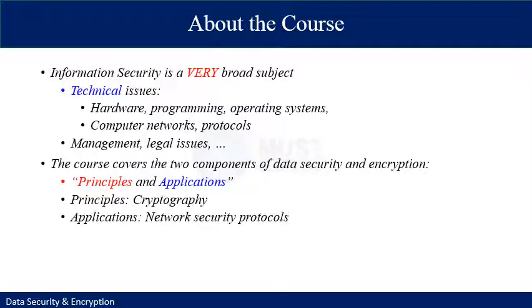The course covers two fundamental parts of data security and encryption. Number one is principles, and number two is the application of these principles. The principles we are going to use are called cryptography techniques. Cryptography will help us to encipher our information into a format that only the desired parties can read. And then there will be the application of such principles to network security protocols. There will be certain protocols that allow secure communication over a medium.